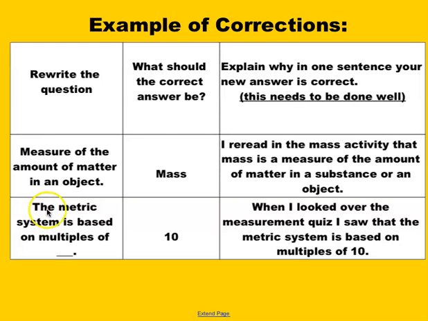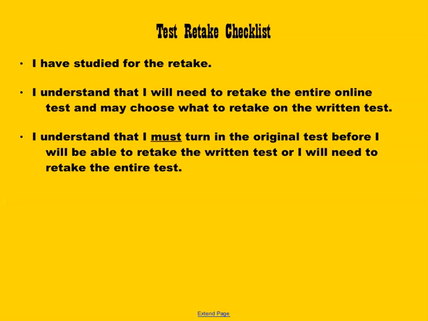So here's another example. The metric system is based on multiples of, well, 10. So your explanation might be, when I looked over the measurement quiz, I saw that the metric system is based on multiples of 10. We've done that in class. You've taken questions on that in some of the quizzes. This is the format I'm looking for. If you don't have this format, you're not going to be allowed to retake the test. Now, make sure you study for the retake.